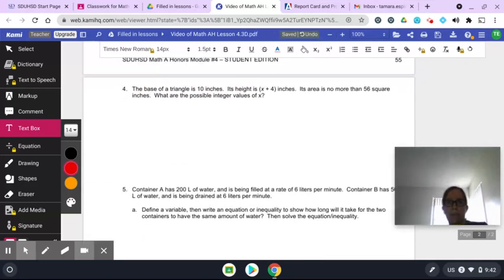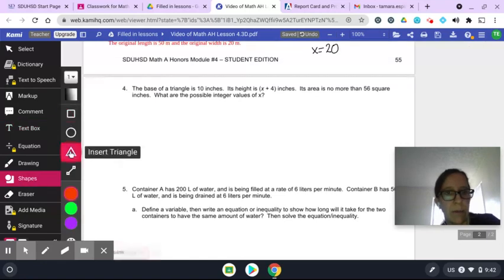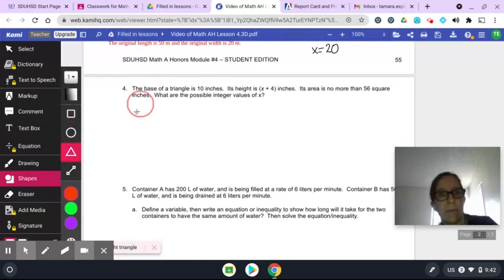The base of a triangle is 10 inches. The height is x plus 4 inches. Its area is no more than 56 inches. What are the possible integer values of x? Okay, so I have to think triangle. So I'm going to go ahead and grab a triangle out. Do I have one? Yes, I do. Here's my triangle.